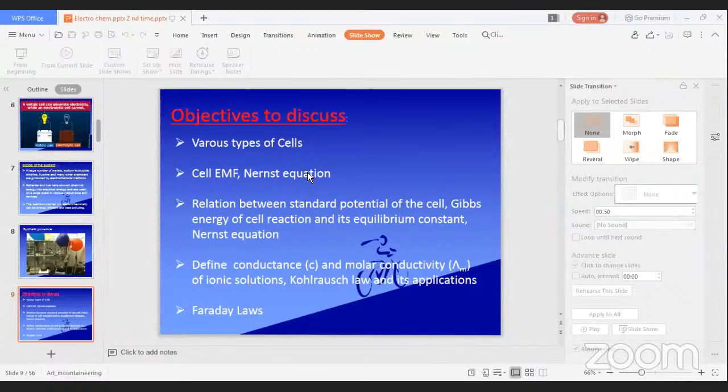The relation between concentration, temperature and E cell value: E cell equal to E naught cell minus RT by nF ln K equilibrium. That is the Nernst equation, important, and numericals also come from this. Also conductance, resistance, molar conductance, equivalent conductance, those are also important. And the Nernst equation, Faraday's law, and one more, Kohlrausch's law. All these topics come under electrochemistry. Next class we will discuss the chemical kinetics chapter. I hope it is clear. Thank you one and all.